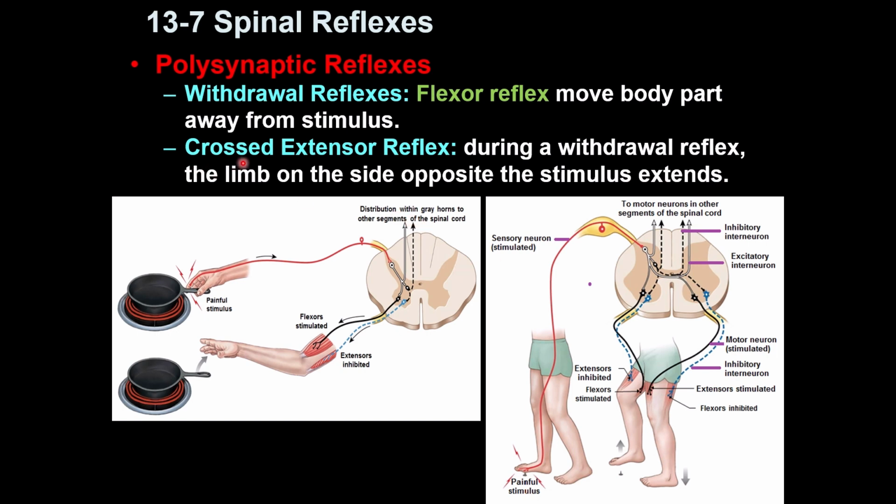And another example is called the crossed extensor reflex. Okay, so for that, let's talk about this leg first. This leg is extended, the knee is extended here, and you're putting your foot on something painful, and now you want to remove your foot because that's painful. So the information is sent to the spinal cord, same idea there. So the posterior horn is processing that, and this is an interneuron that goes here to the anterior horn of the spinal cord, and now the flexor muscles are stimulated.